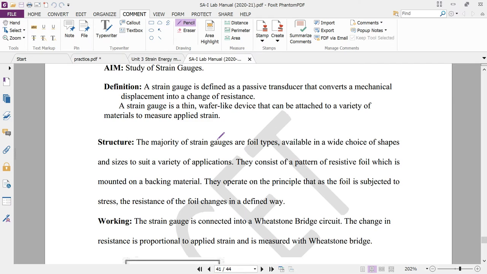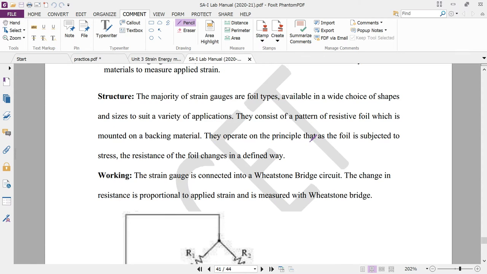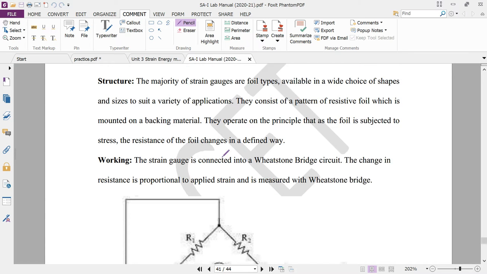We know that in SOM, whenever a load is applied on a structure, the result can be expected in the form of strain. Majority of strain gauges are foil type and available in a wide choice of shapes and sizes to suit a variety of applications. They consist of a pattern of resistive foil mounted on a backing material. They operate on the principle that when the foil is subjected to stress, the resistance of the foil changes in a defined way.